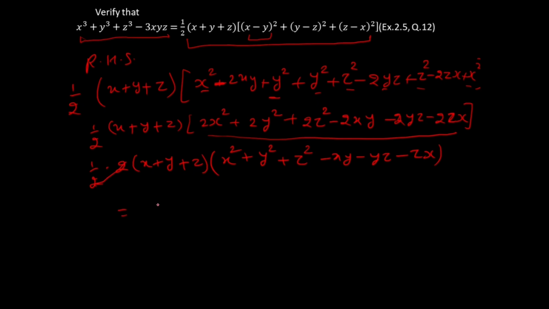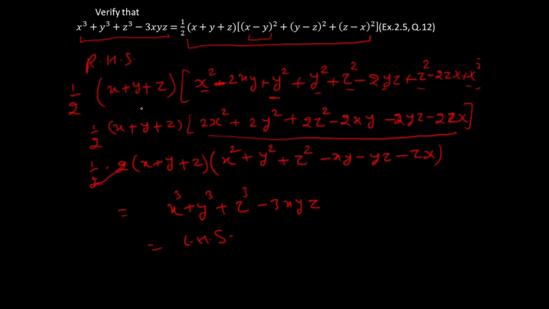What is remaining? That is your second last identity we discussed in our concepts class. And what is that? x plus y plus z times this whole thing is nothing but x cube plus y cube plus z cube minus 3 times xyz, and that is nothing but your left hand side. I think this is proved.